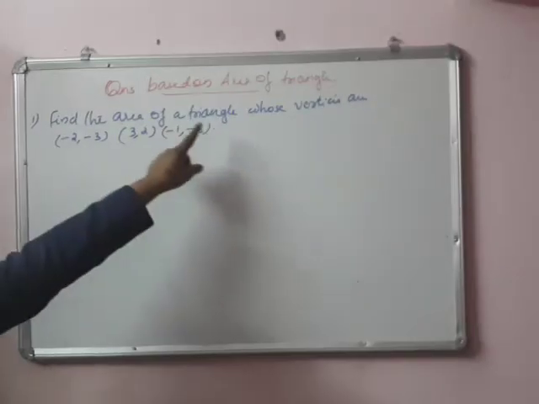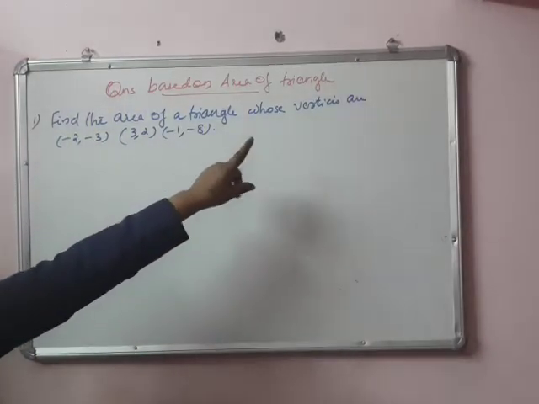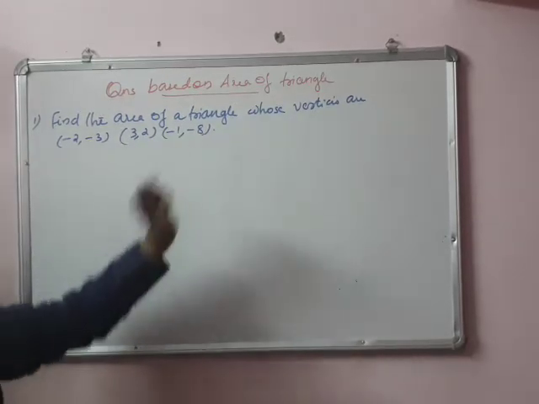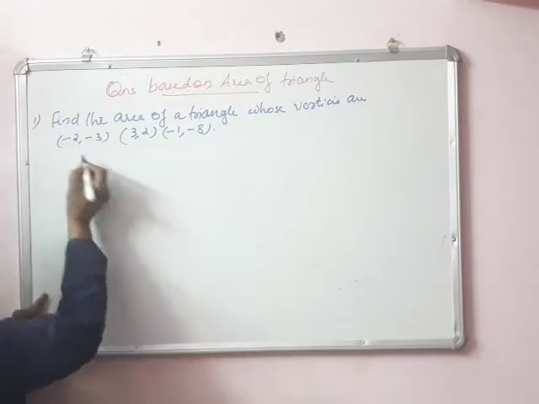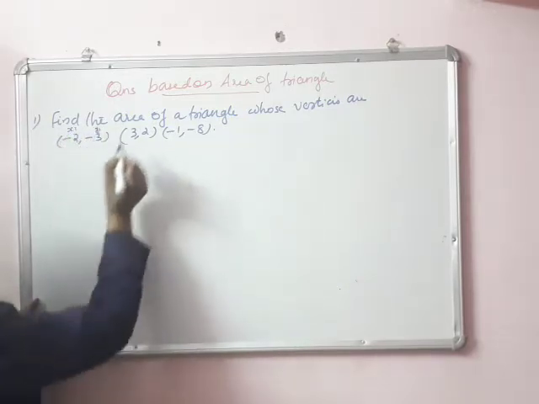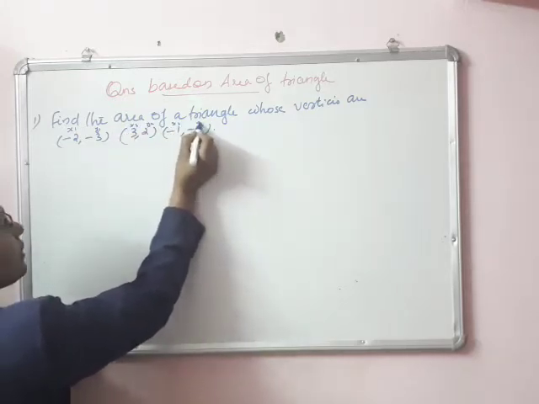Okay, we can solve one question based on the area of a triangle. Find the area of a triangle whose vertices are (-2, -3), (3, 2), (-1, -8). Here these are the vertices of a triangle. So this is x1, y1, x2, y2, x3, y3.